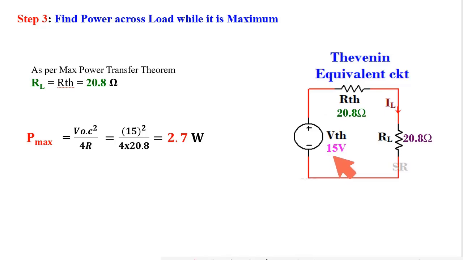So putting RTH and VTH in the equivalent circuit, this is that equivalent circuit. RL is the load. To get maximum power at the load, the value of this load resistance should be equal to this source resistance, which is RTH. So see, the load resistance here is 20.8 ohm. Now using this formula, Pmax equals open circuit voltage squared divided by 4R, ultimately I got maximum power at load as 2.7 watt.